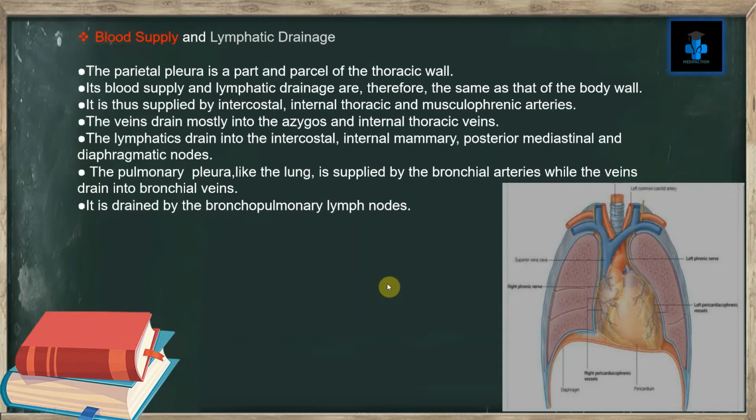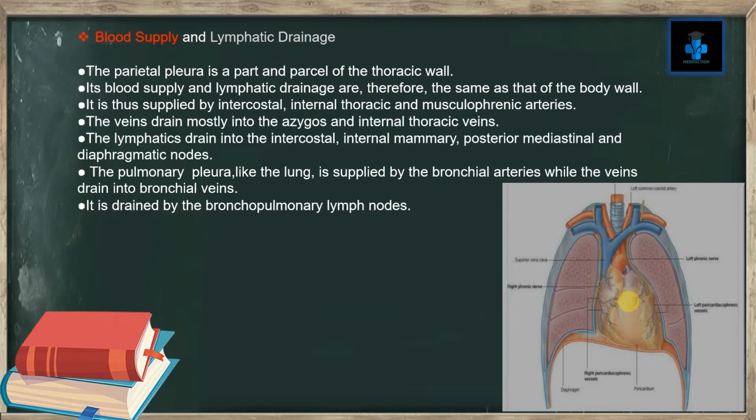Blood supply and lymphatic drainage. The parietal pleura is part of the thoracic wall. Its blood supply and lymphatic drainage are therefore the same as that of the body wall. It is thus supplied by intercostal, internal thoracic, and musculophrenic arteries. The veins drain mostly to the azygos and internal thoracic veins. The lymphatics drain into the intercostal, internal mammary, posterior mediastinal, and diaphragmatic nodes.